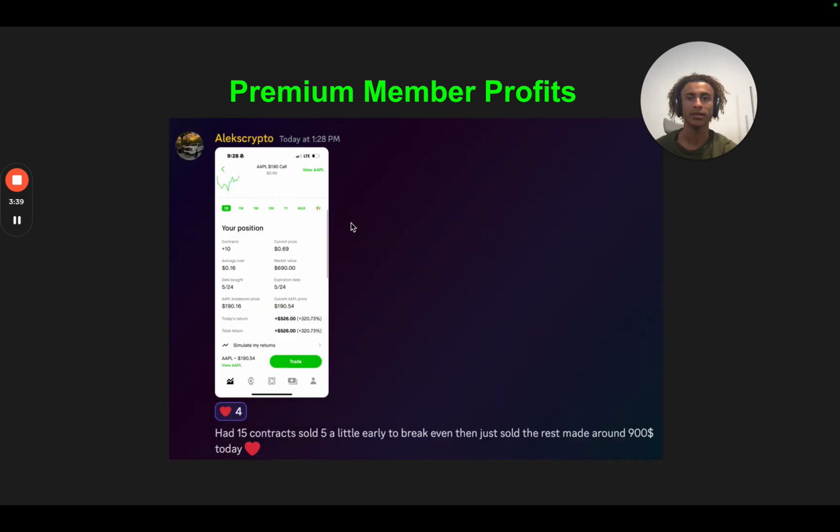So my man Alex got in that Apple option and he made 320%, just like I said, right? That call went up over 300%. So he made $526. And he actually said that he made more than that because he had some other contracts, which makes sense. So he made around $900. So he made around $1,000 today just from literally following an alert and understanding the simple strategy that I just showed you.